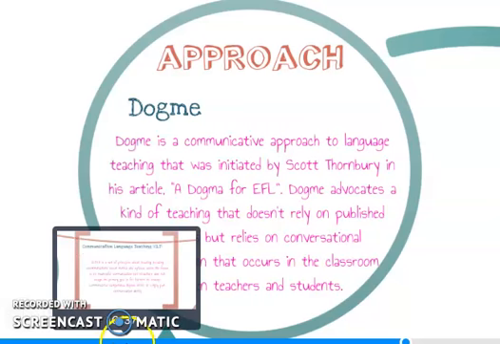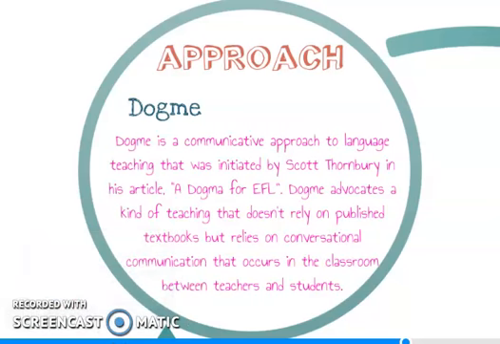And the next approach is Dogme. Dogme is a communicative approach to language teaching that was initiated by Scott Thornbury in his article, A Dogme for EFL. Dogme advocates a kind of teaching that doesn't rely on published textbooks, but relies on conversational communication that occurs in the classroom between teachers and students.